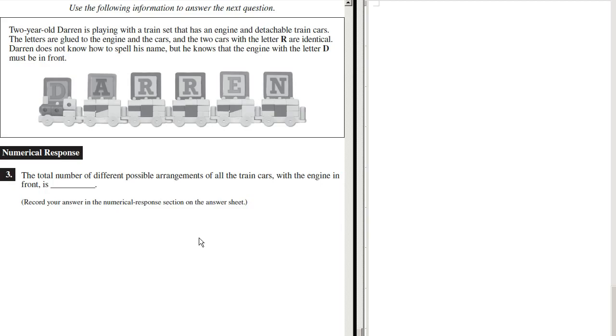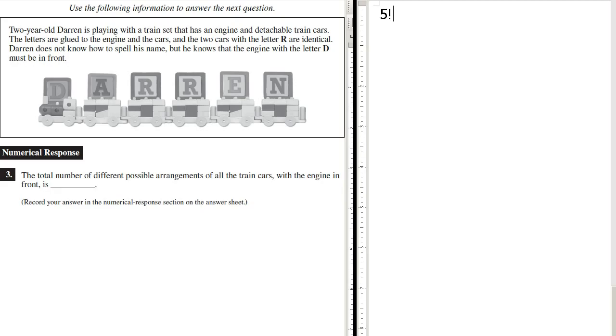So the D is in front, so we don't have to worry about the D at all, because that's fixed. So to use the fundamental counting principle, we start by saying we have 1, 2, 3, 4, 5 letters that have to be arranged. So that's 5 factorial. We'll start with that, 5 factorial.